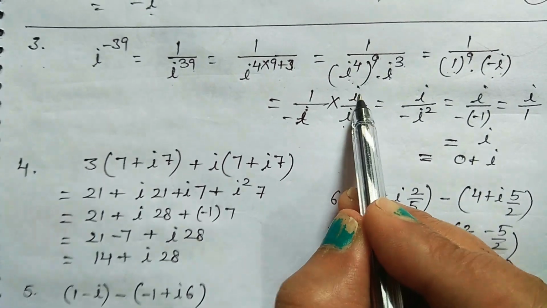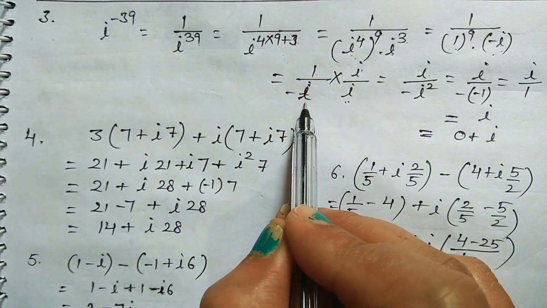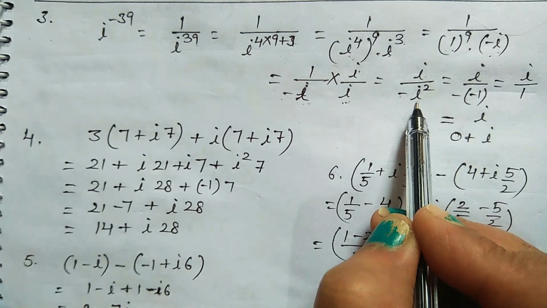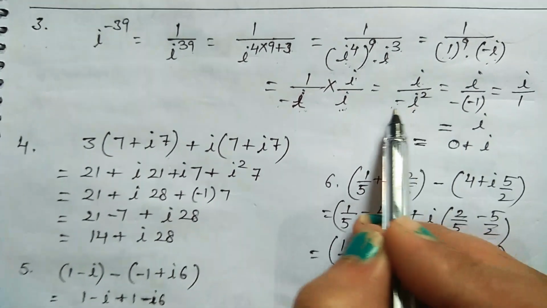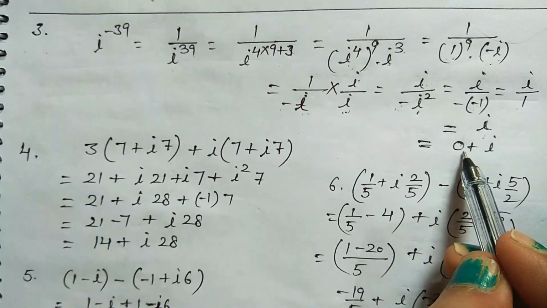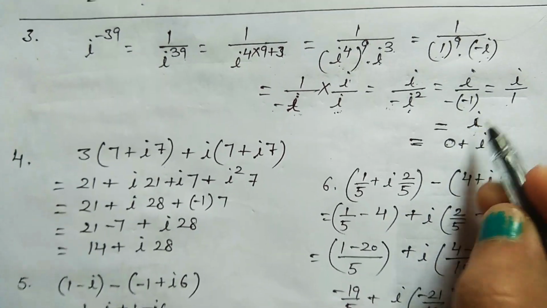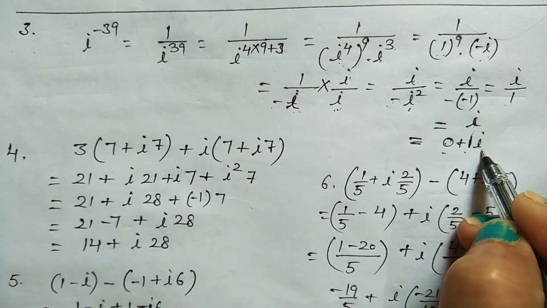So multiply with iota and divide by iota. So 1 into iota, iota, and iota into iota, iota square into minus, so minus iota square. So it is iota, it is minus 1, minus into minus plus. So what is the value? The answer is iota, but we have to write it in the form of a plus iota b. Here the imaginary part is given, so we can write 0 plus 1 into iota.